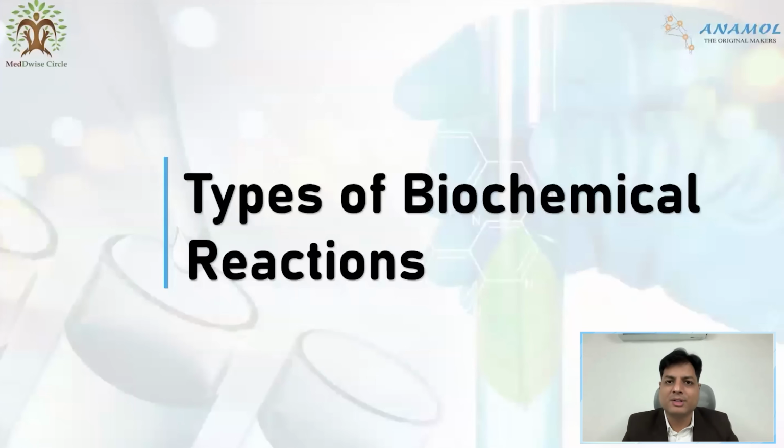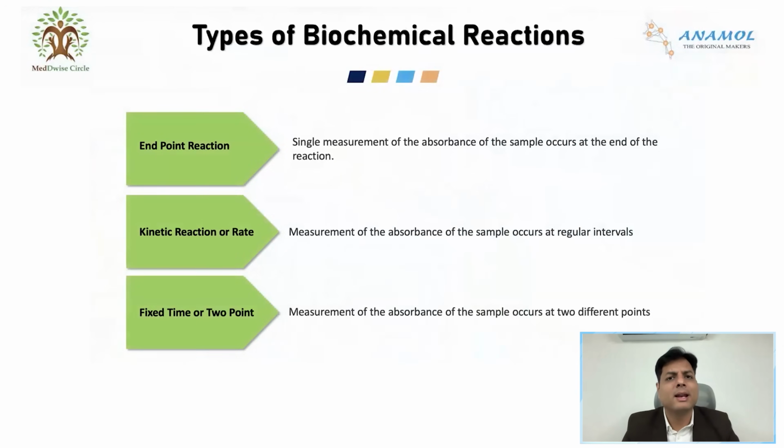Now, with this brief introduction, we will go to our next topic, which is: what are the different types of biochemical reactions that happen in every pathology laboratory? Friends, there are basically three major types of biochemical reactions that happen in a pathology laboratory in clinical chemistry.